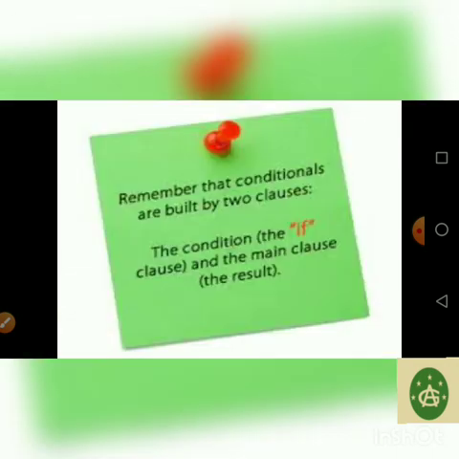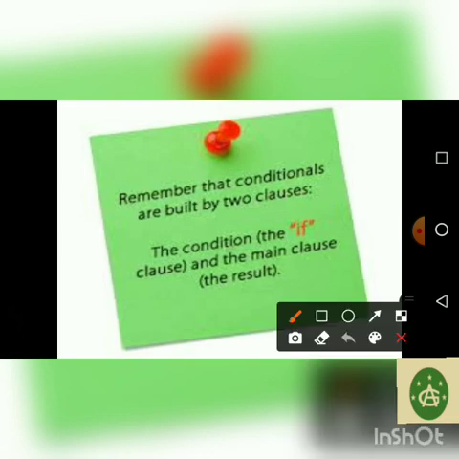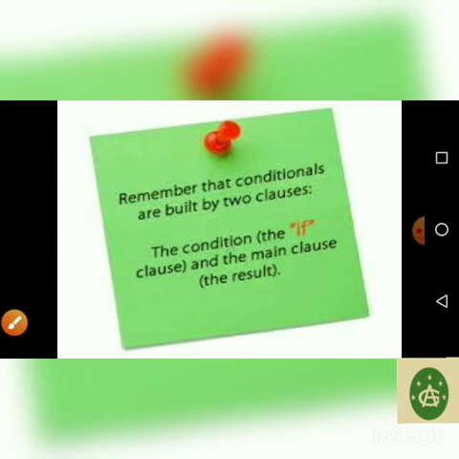separately. Remember that conditionals are built from two clauses: the condition, the if clause, and the main clause, that is the result. Okay? Understood? I hope that you have understood the introduction of conditionals.